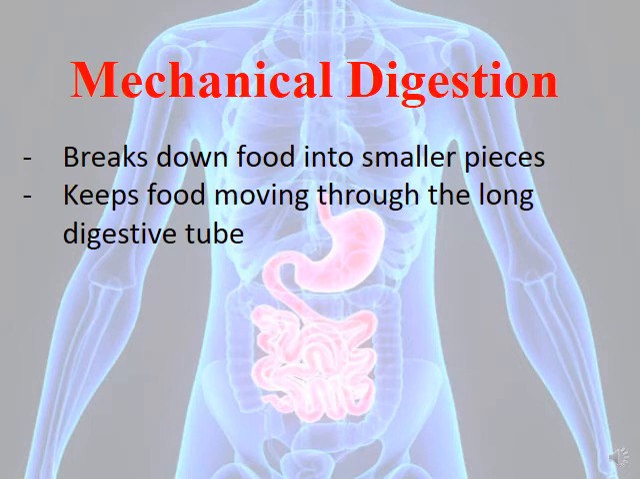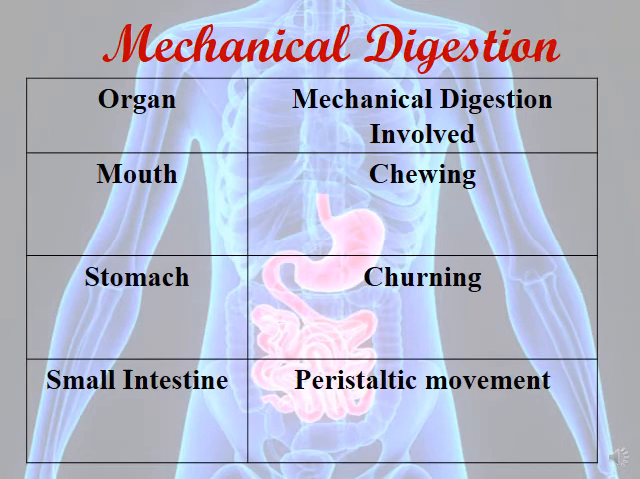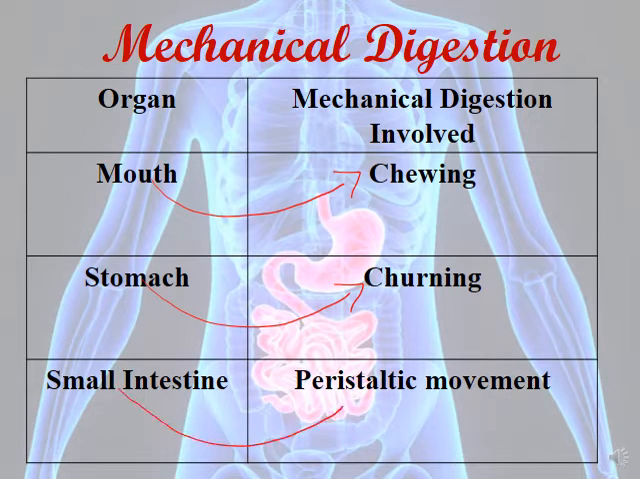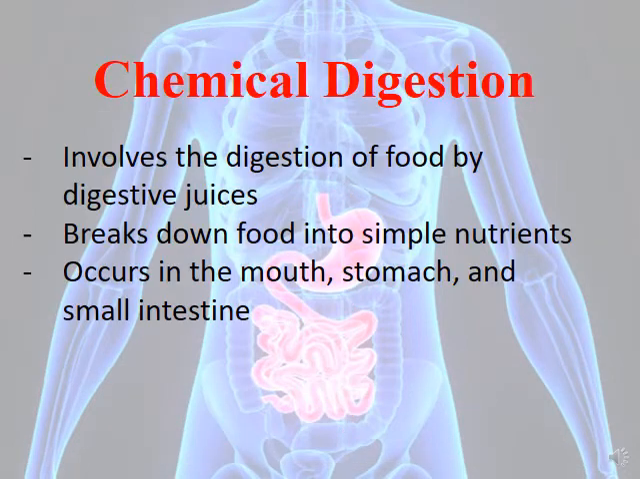Mechanical digestion breaks down food into smaller pieces. Also, it keeps the food moving through the long digestive tube. The organs of the digestive system where mechanical digestion occurs: in the mouth, we have chewing. In the stomach, we have churning. In the small intestine, we have peristaltic movement. You have to know this.